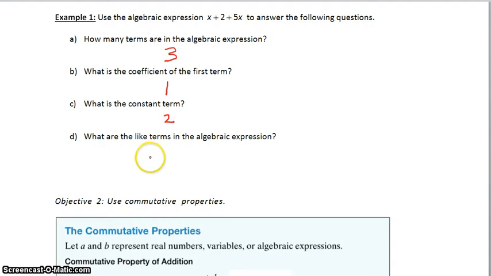Next we come to D. What are the like terms in the algebraic expression? Now we look here. First of all, we look to see if they have the same variable. X and 2 do not have the same variable, so they're not like terms. But x and 5x have the same variable and the same exponent, so they are like terms. So the like terms are x and also 5x.